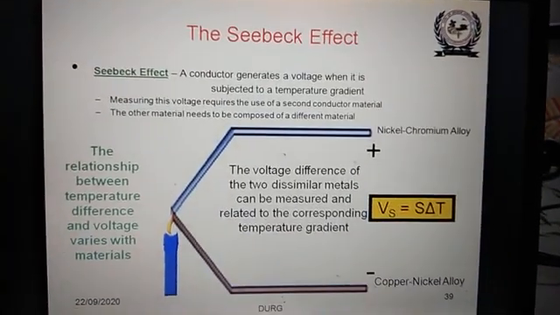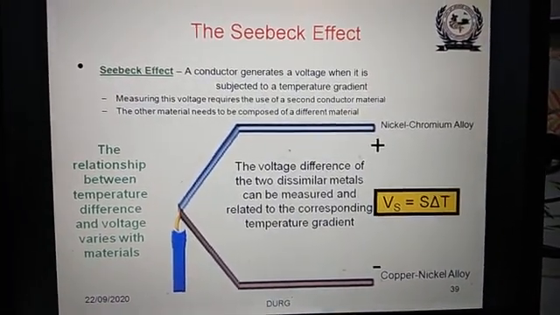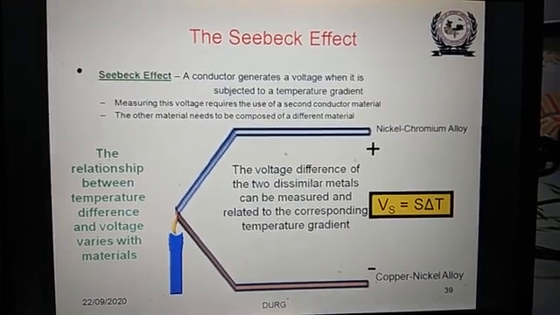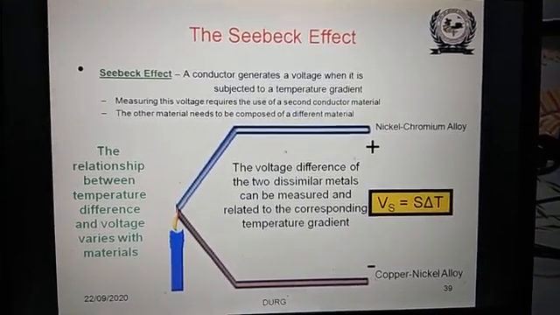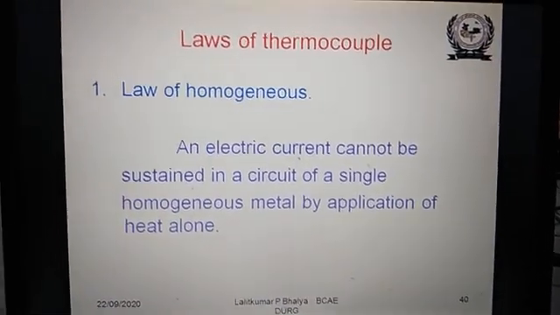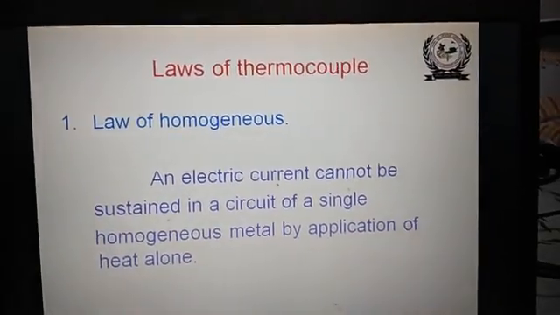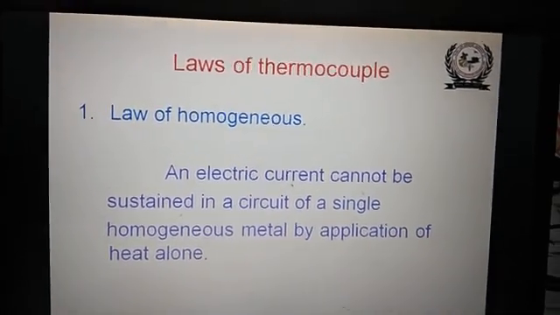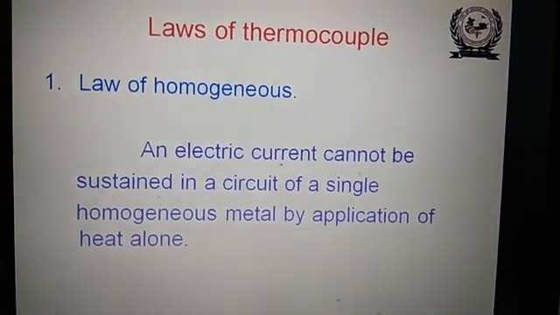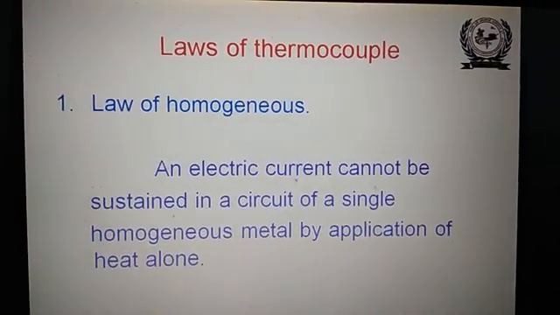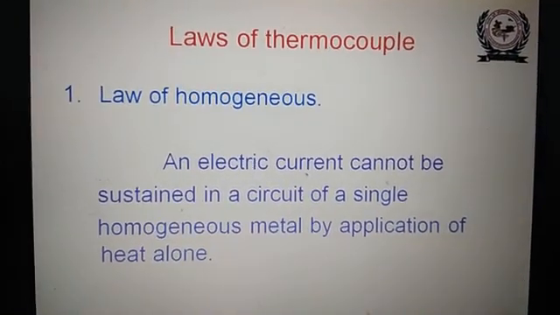A question may be asked: what is the Seebeck effect and how is it implemented using a thermocouple? So you can explain this one. Later on we will see the three laws of the thermocouple. Number one is the law of homogeneous.